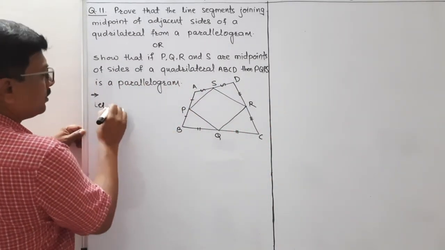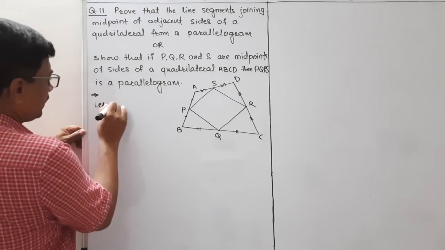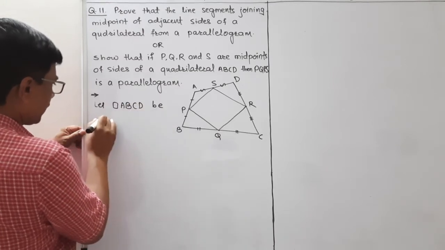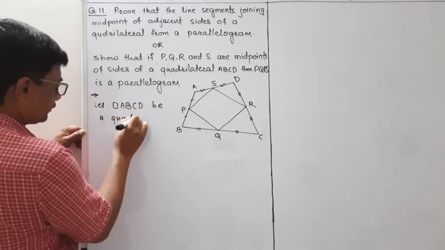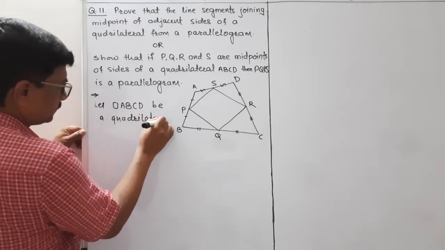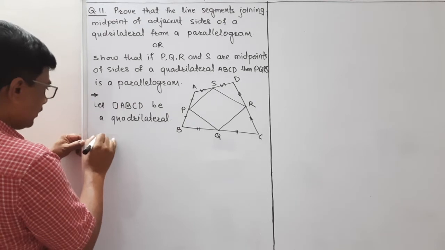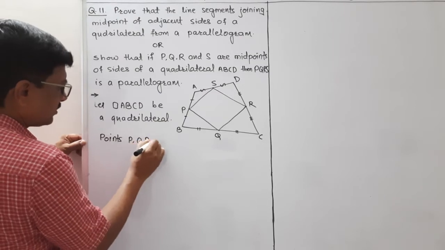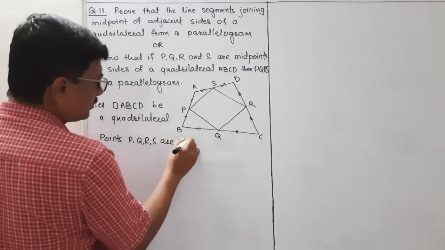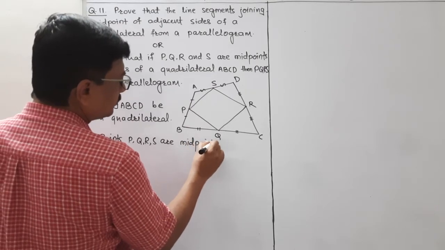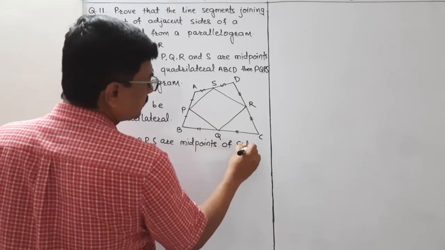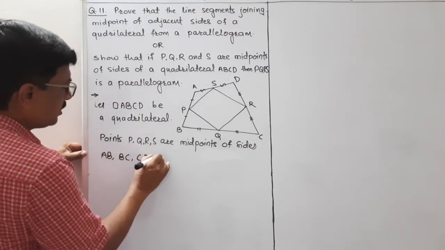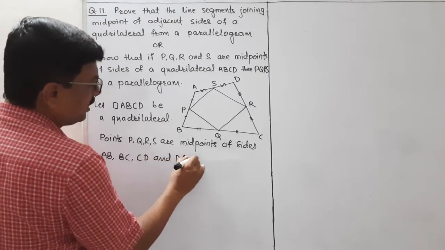Let ABCD be a quadrilateral. Points P, Q, R, S are midpoints of sides AB, BC, CD and DA respectively.